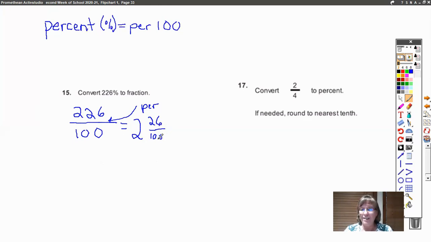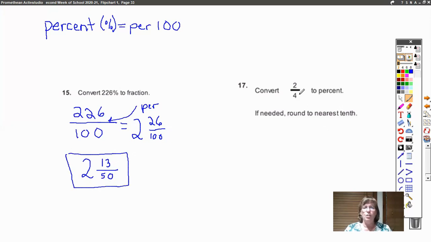But now I also need to make sure that I can reduce if I can. I can see they're both even, so I know I can reduce. It's going to become 2, and they're both even, so I can divide them by 2. 2 divided by 2 is 1. 6 divided by 2 is 3. And half of 100 is 50. So we're dividing it in 2, we're just taking half of it. And 13 and 50 have nothing in common, so this becomes our answer.